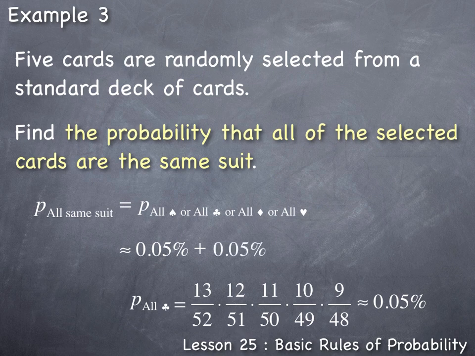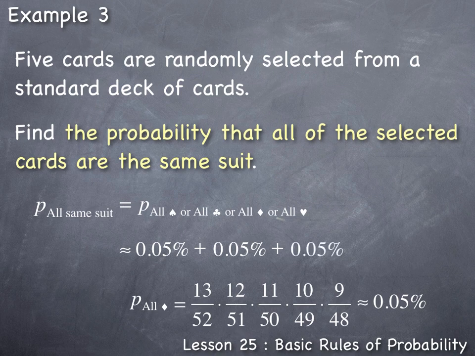Or they could all be the same suit, so we add if they're all diamonds. The probability that all of the selected cards are diamonds is calculated the same way that all of them were clubs. So the probability that all 5 cards selected are diamonds would be the 13 times 12 times 11 times 10 times 9 divided by the 52 times 51 times 50 times 49 times 48, which worked out to be 0.05%.